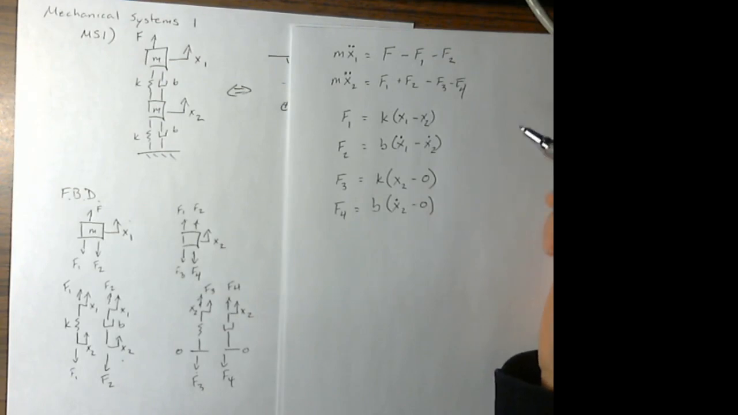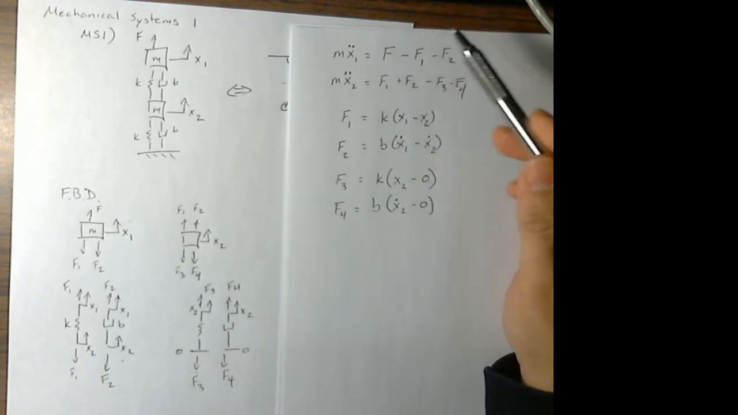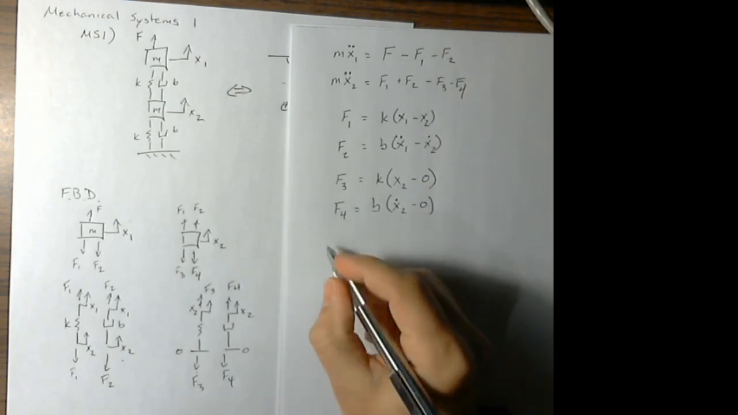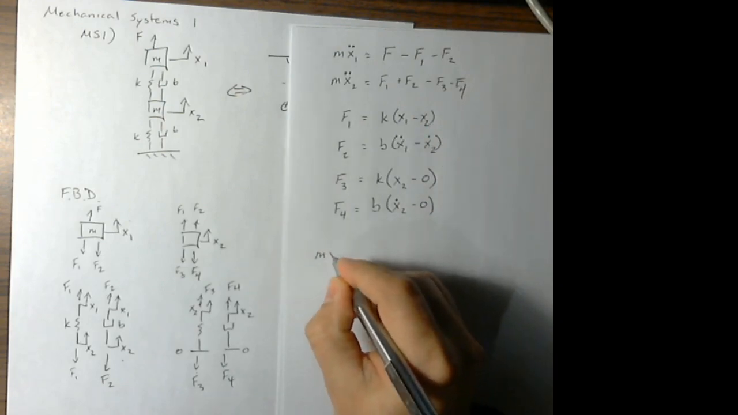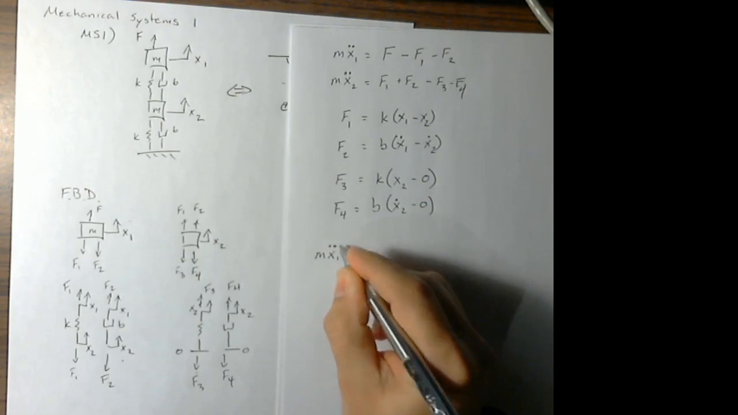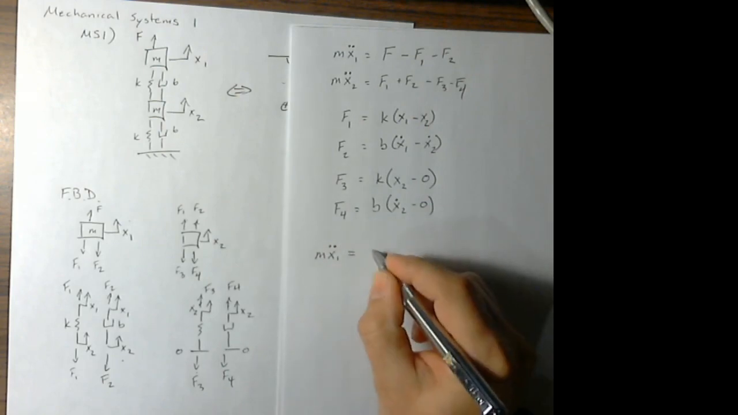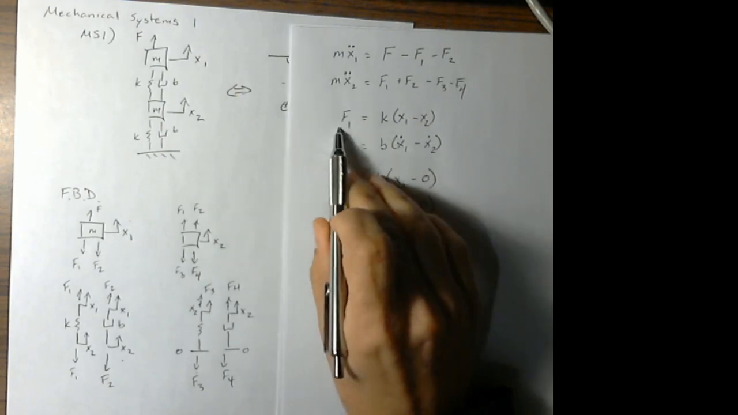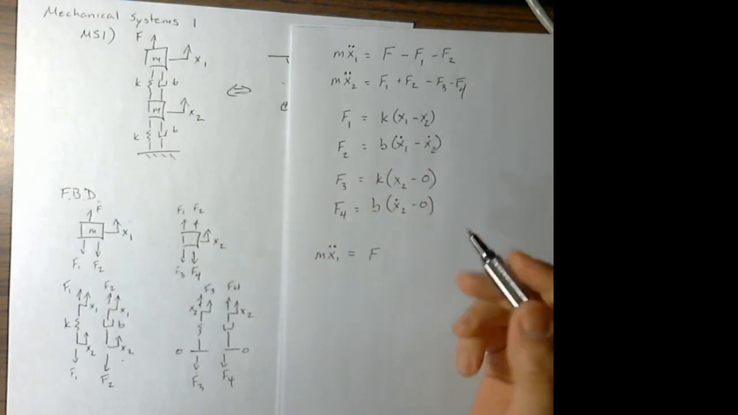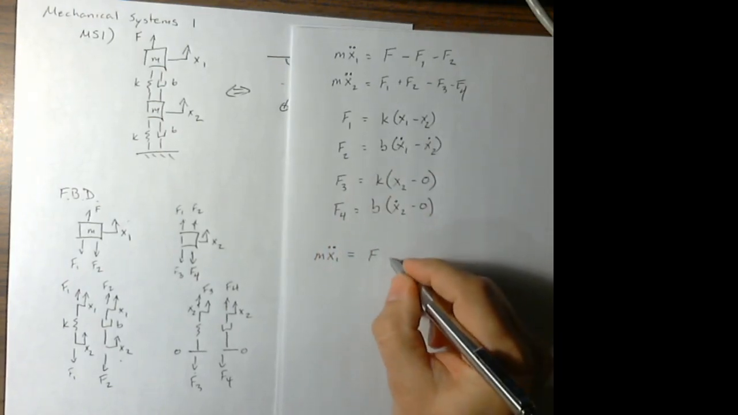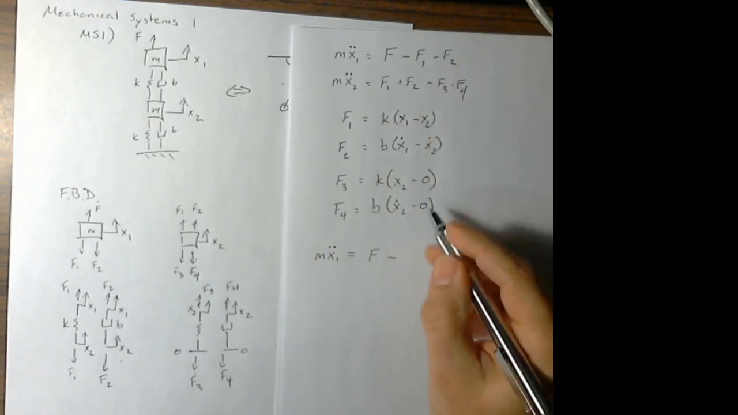Alright, so now we just back substitute. We just need to jam all these into here, and we're good to go. m x1 double dot is equal to F, alright. Here we have a negative F1, so what we're going to find is, when we substitute in, I'm going to go ahead and skip a step here.